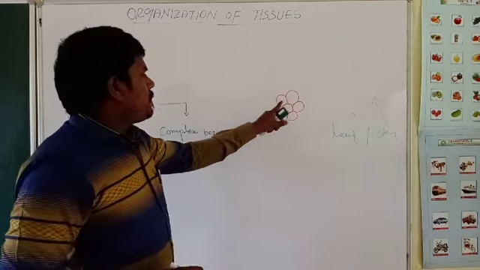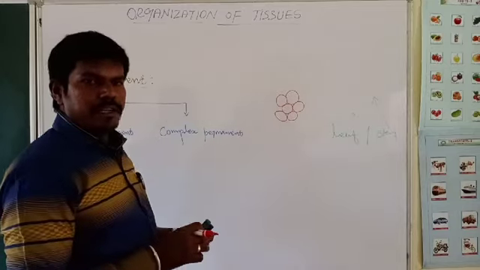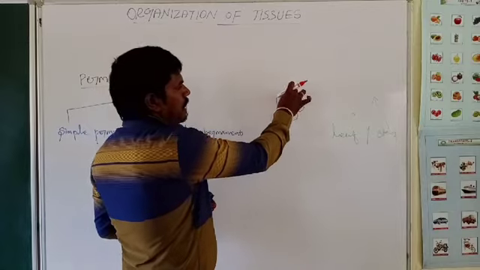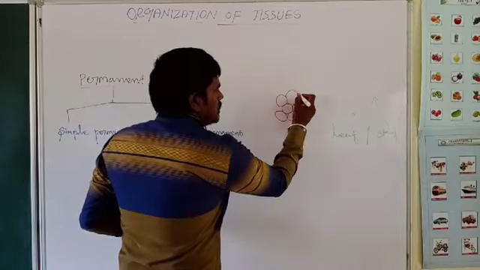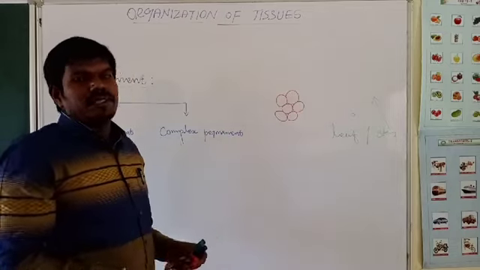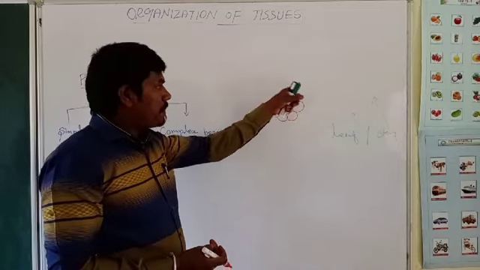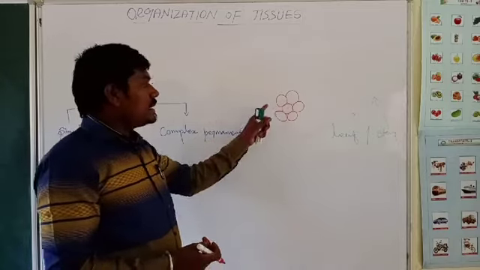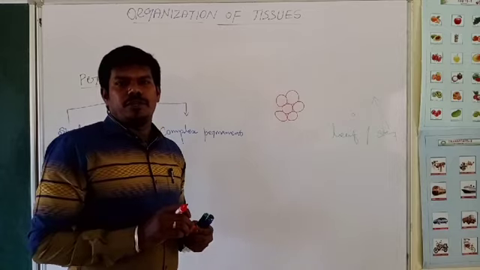See, the cells here are almost the same size. There is no variation. At the same time, the cell membrane is also the same type. It is not thick in some places and thin in others, so no uneven cell membrane is present. All cell membranes are even. A group of cells like that is called a simple permanent tissue.